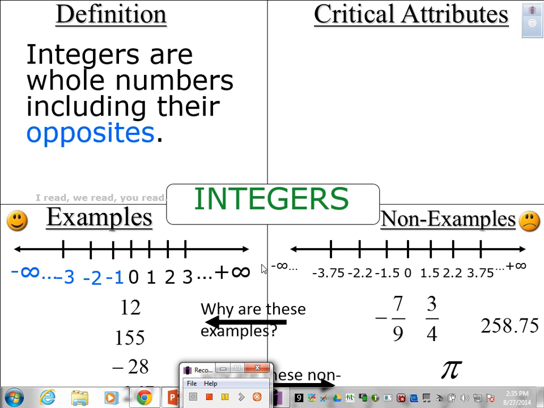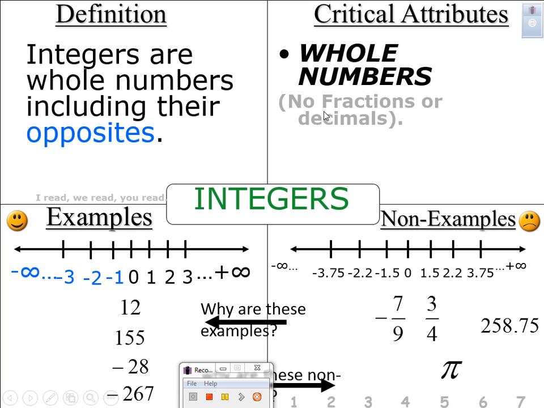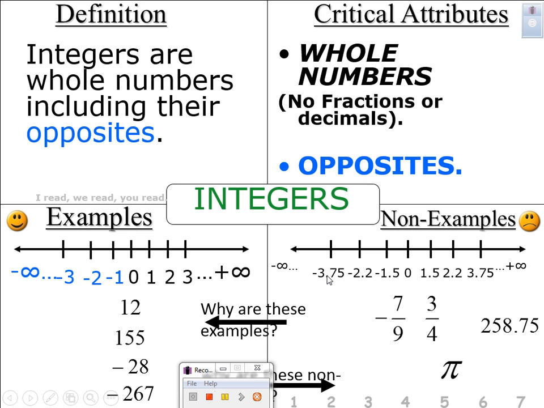Okay, over here, what would you say? Whole numbers, okay, so then write that up here. That's one thing. What would be another thing? Yes? Whole numbers and their opposites? Opposites will be the other one. But underneath whole numbers, just to clarify, just write no fractions or decimals to make sure that they understand. And the other word would be opposites. That's what makes integers integers. Whole numbers and their opposites.